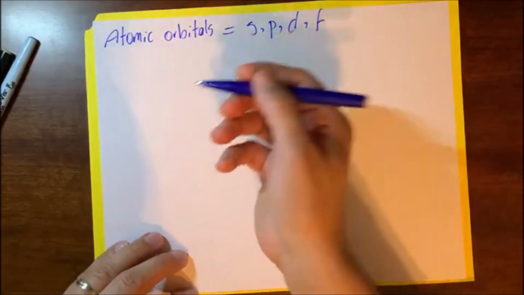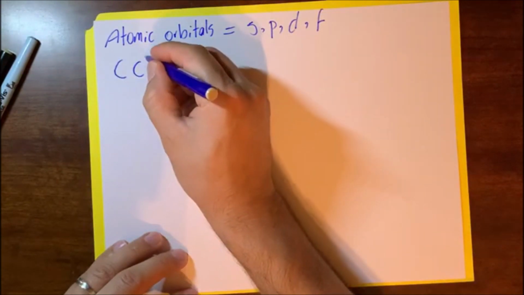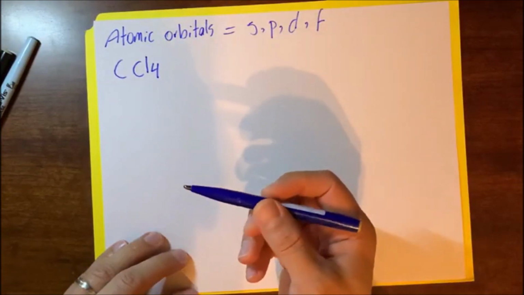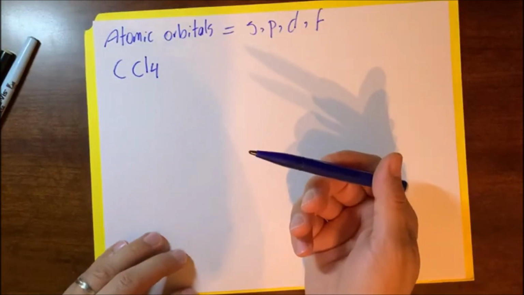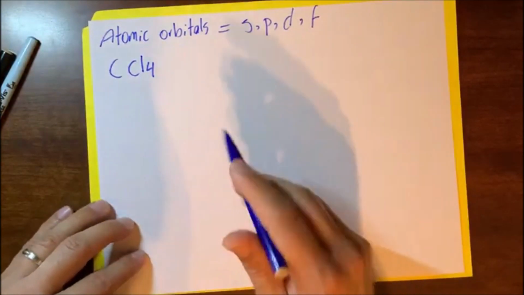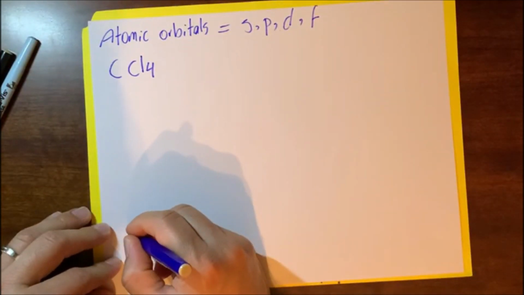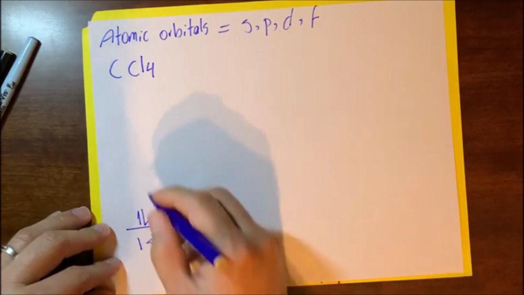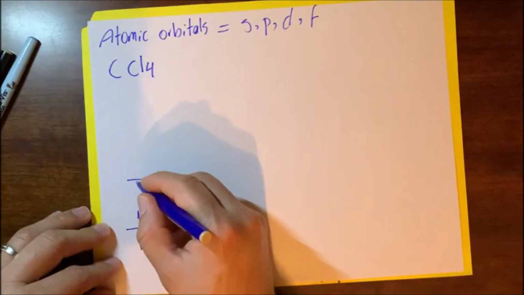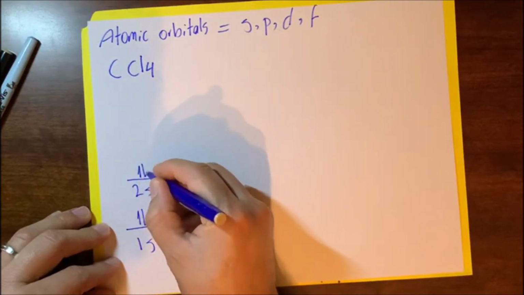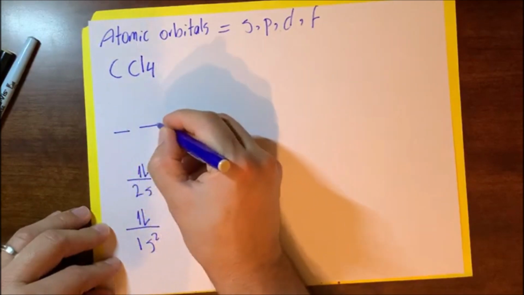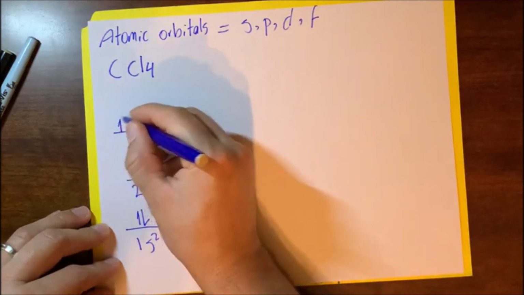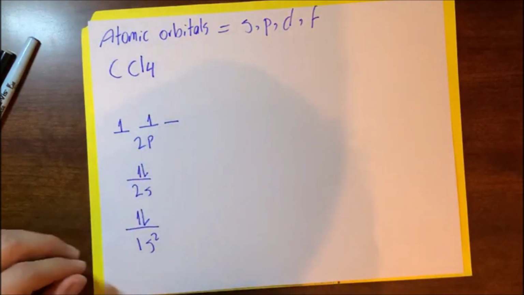So let's say in CCl4, we need to have 4 singly occupied orbitals to make 4 sigma bonds. And the way carbon is going to do it: carbon has, we said, the 1s orbital with 2 electrons. Here is the 1s orbital. Then you have the 2s orbital with 2 electrons. Then you have the 2p orbitals, and they have only 2 electrons in them.